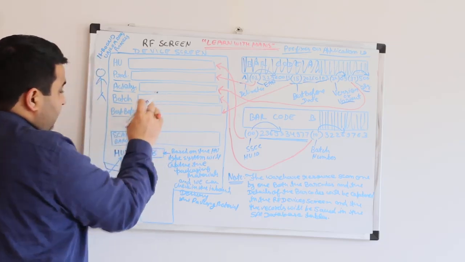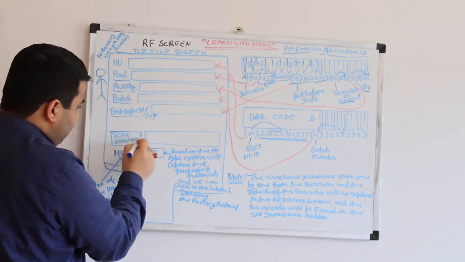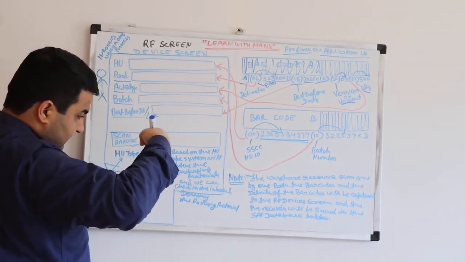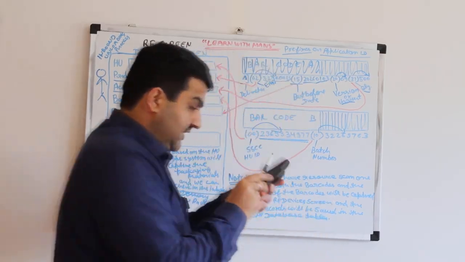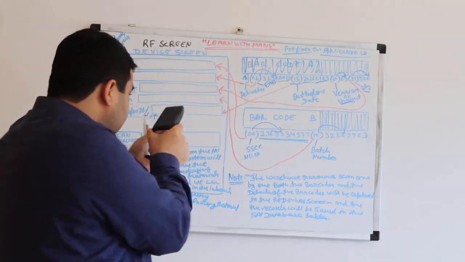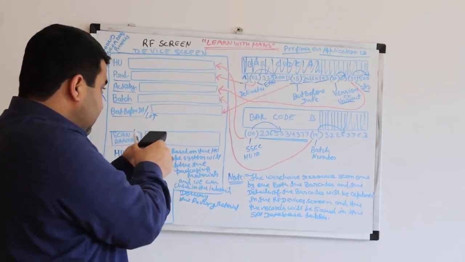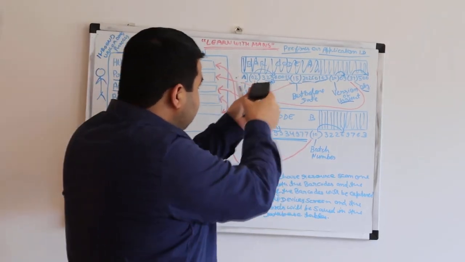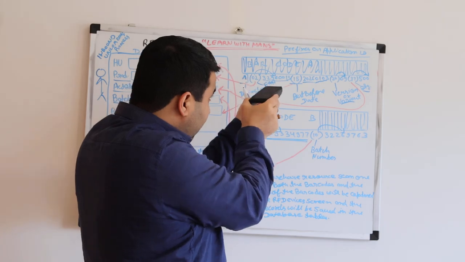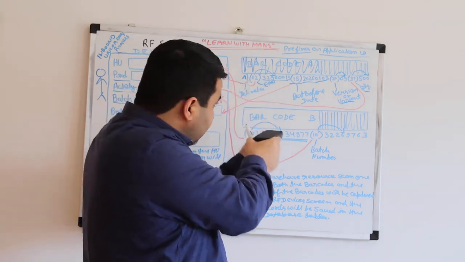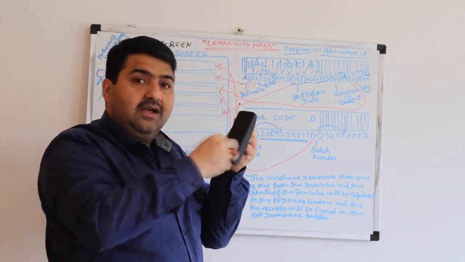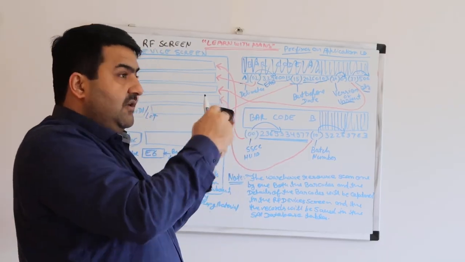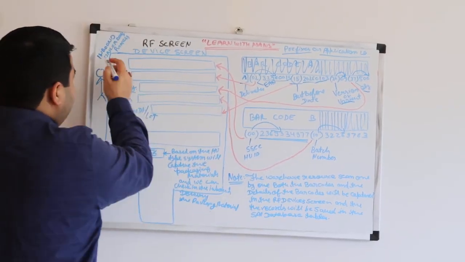So when the warehouse worker clicks on the scan button on the RF device, which looks like this, they scan the HU. They scan the handling unit, which means they scan the barcode. They will scan the barcode like this, and all the information will be captured in the RF screen. So to the warehouse workers, the RF screen will look like this.